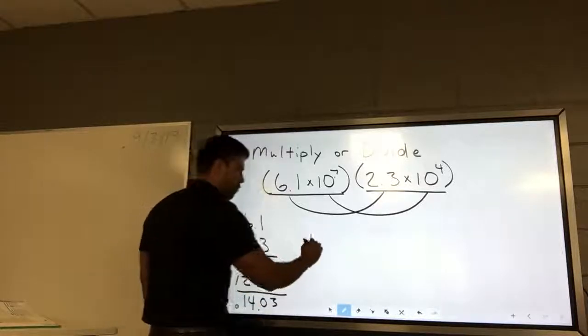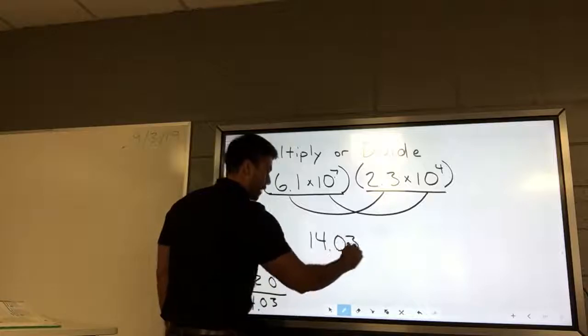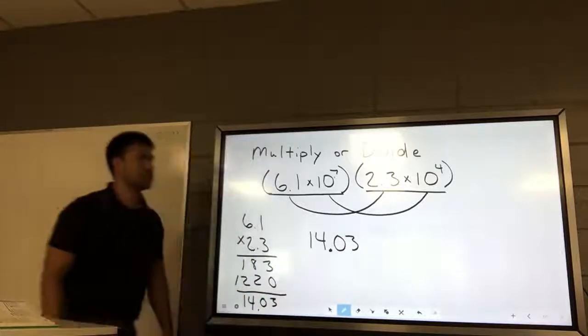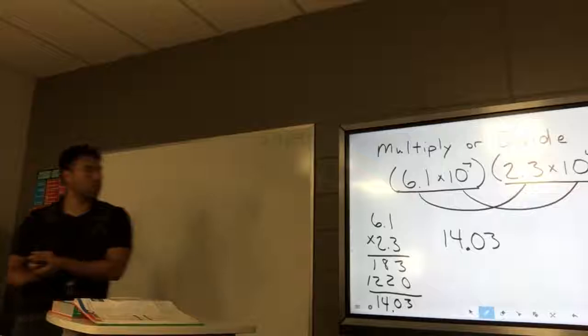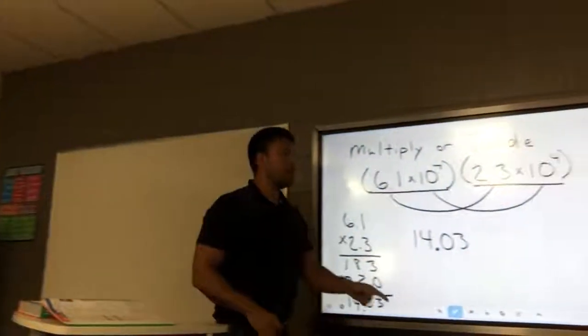Okay, I got 14.03. 6.1 times 2.3 is 14.03. Okay, and just leave it like that for now.